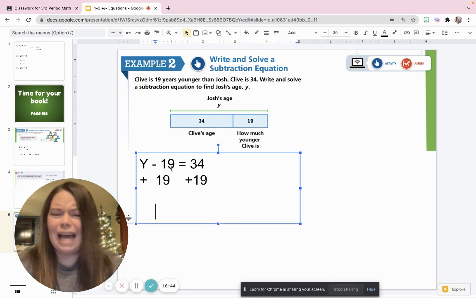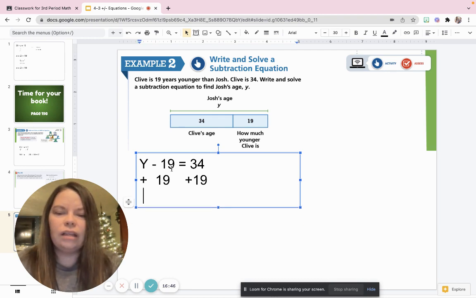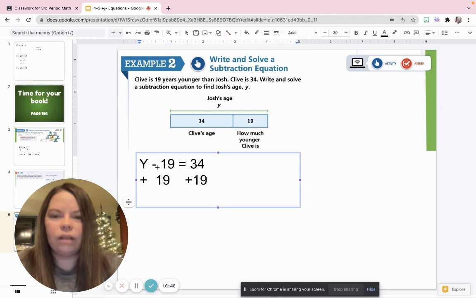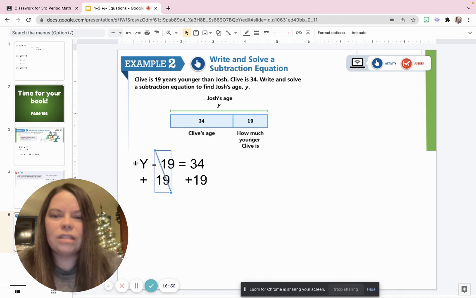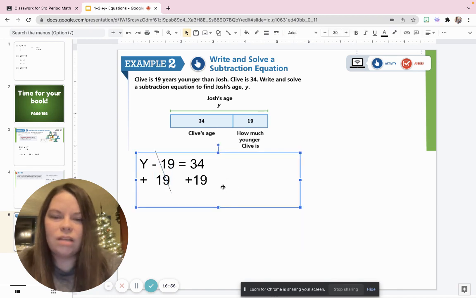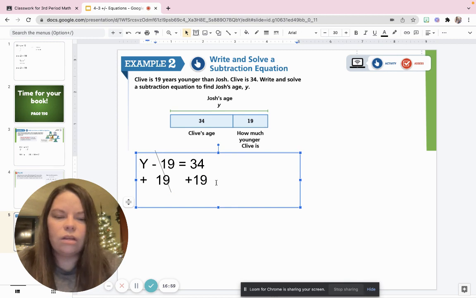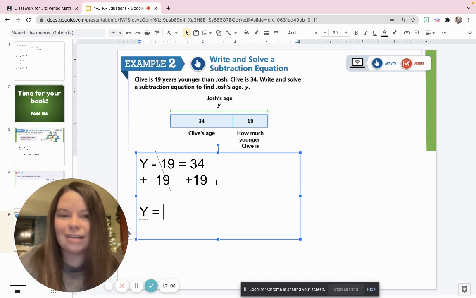Ow, why is it adding on me? And so then that leaves us, if I were to cancel this out, like we say, all that leaves me with is this little Y right here. I can't forget about him. That Y is still on that side of the equal sign. So I'm going to do Y equals whatever 34 plus 19 is.